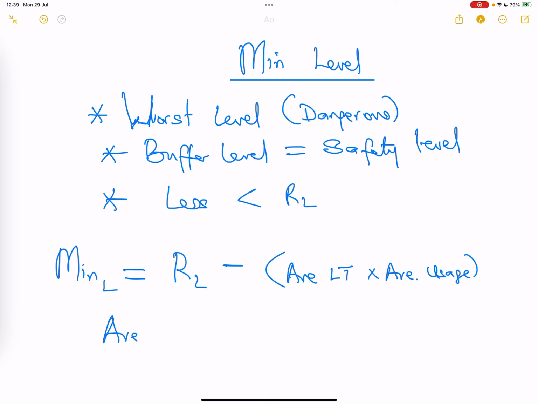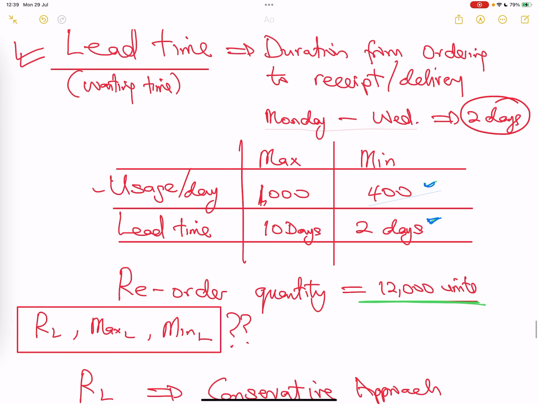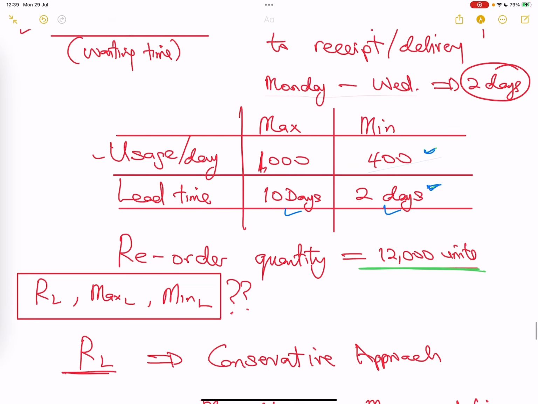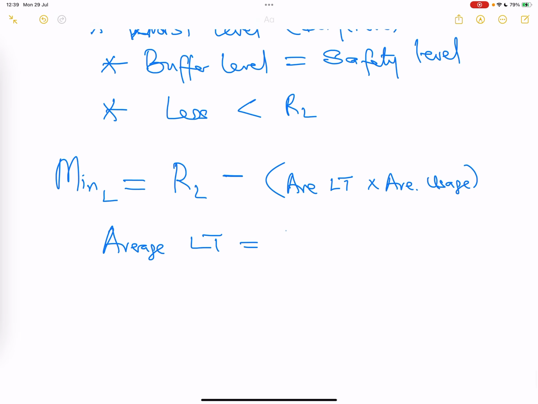And what's our average lead time? We have, I think, 10 days and 2 days, right? Yeah, 10 days and 2 days. So that's 10 plus 2 divided by 2. Average is always something plus something divided by the number of those items. 10 plus 2 is 12, divided by 2, and that is equals to 6 days.